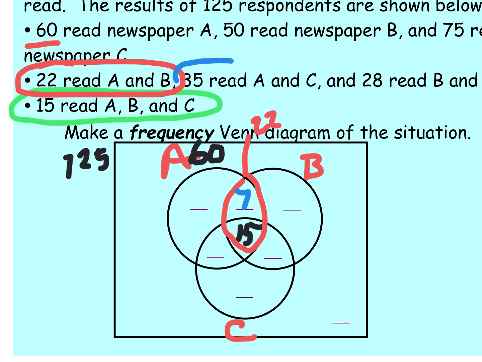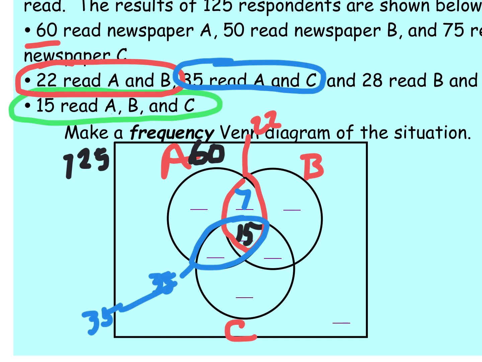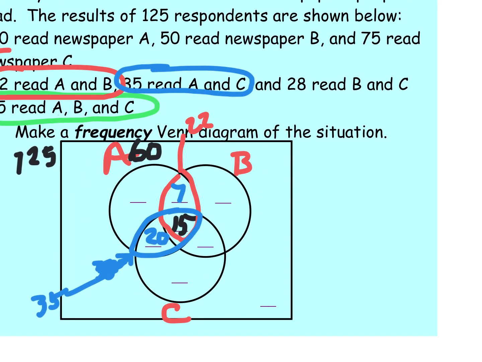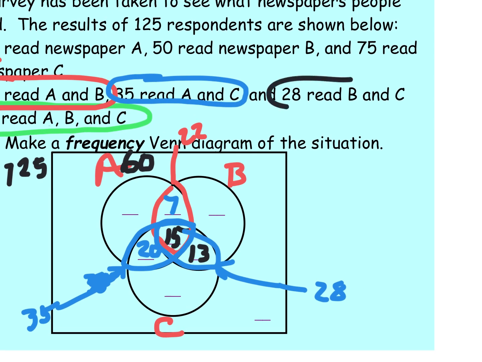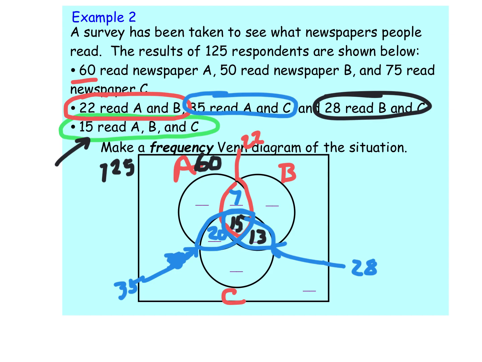All right. 35, read A and C. So I'd go like this and say that together is 35. I should really put it outside here. And then that must be 20 to make a total of 35. And 28, read B and C. So these together are 28. And so 15 plus what makes 28? I think it's 13. I agree. And now I've done that one. And now 15, I already did that one.